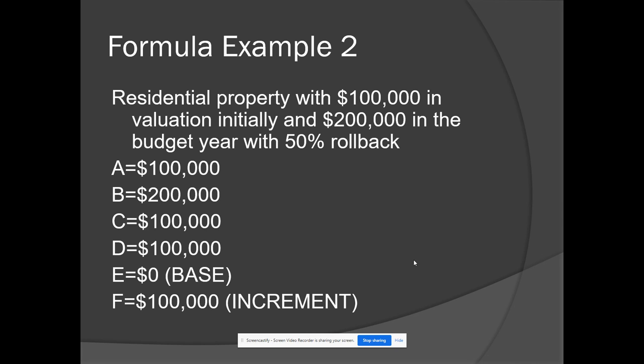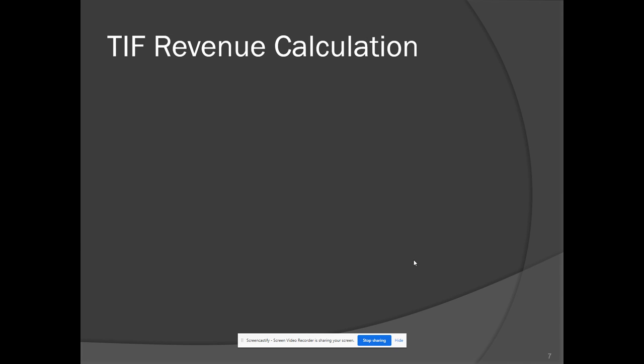So we have our 100,000 frozen. Now it's worth 200,000. The amount of the value that's subject to the rollback is 100,000. Remaining is 100,000. So we're saying 50%. So 50% of it is rolled back, leaving 50% of it to be taxed. So that's 100,000. A minus C is going to be E, and that's 0. So the base ate the brunt of the rollback amount, leaving the increment still with the $100,000 in increase.